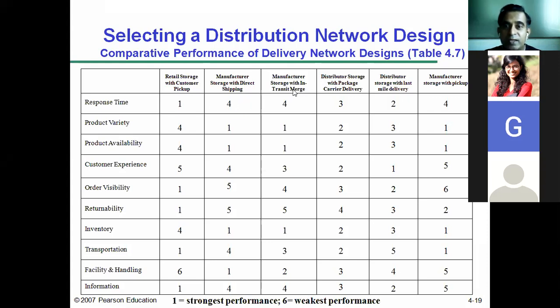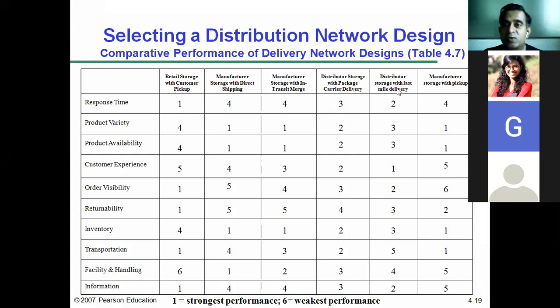Manufacturer storage with in-transit merge also scores 4, which is below average. Distributor storage with package carrier delivery scores 3, so you can call it average. Then the response time is average. Here the response time is slow or late.